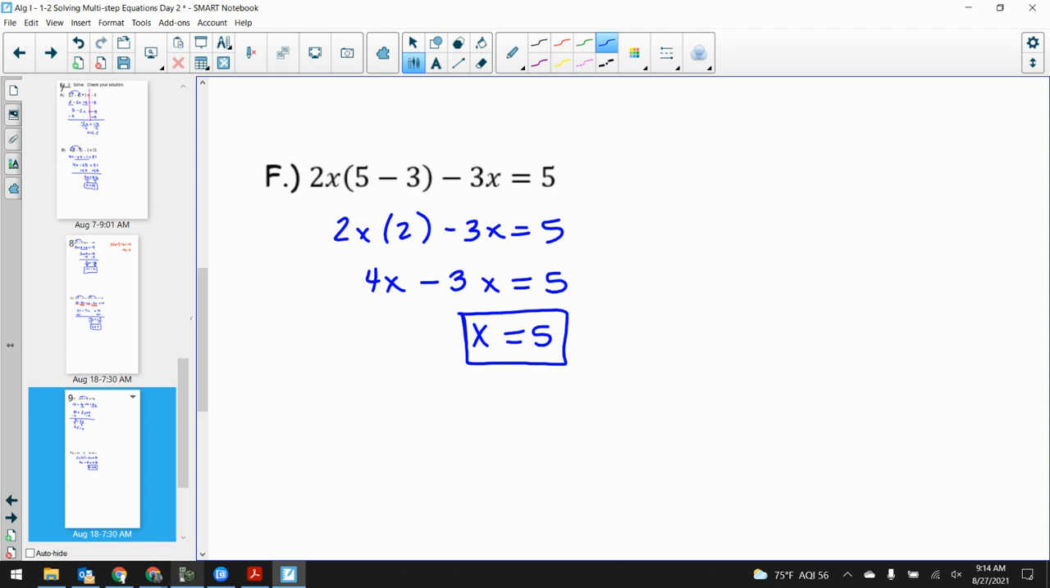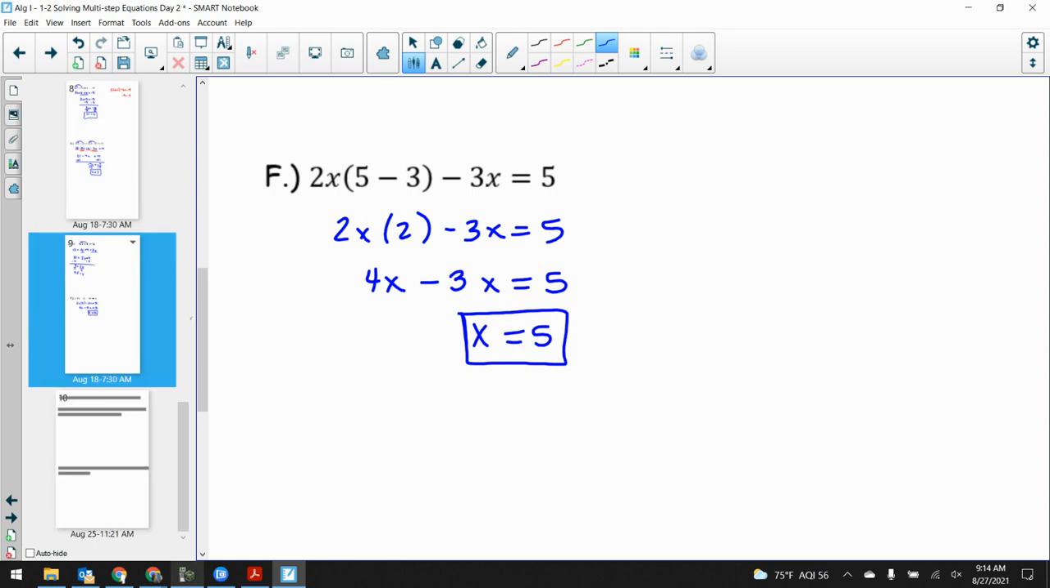I mistakenly left off an example from the guided notes, so we do have one more thing to do. Got 3 minutes. Got it.